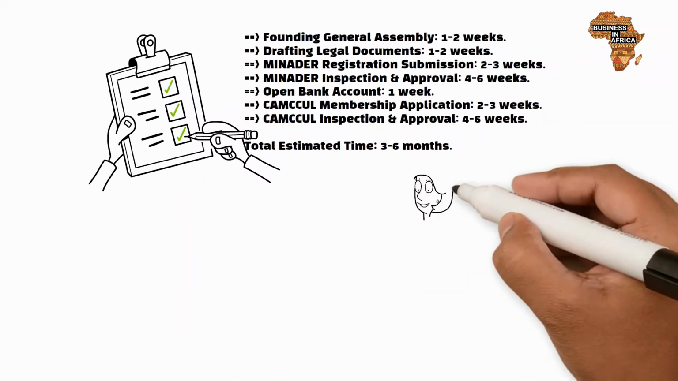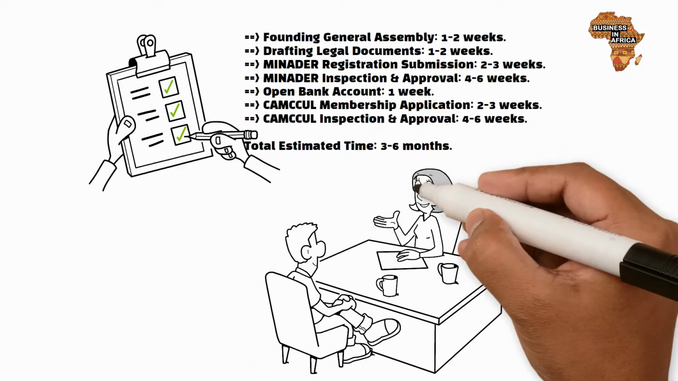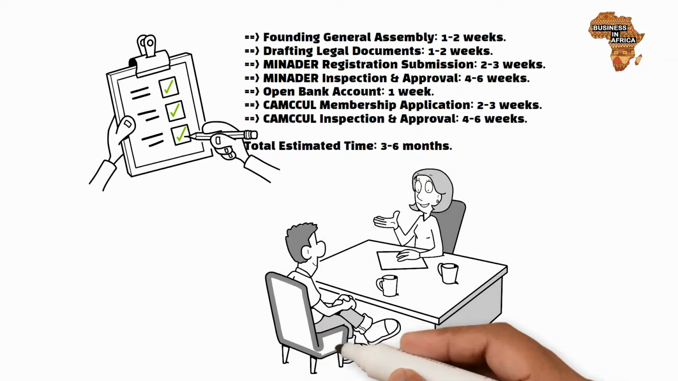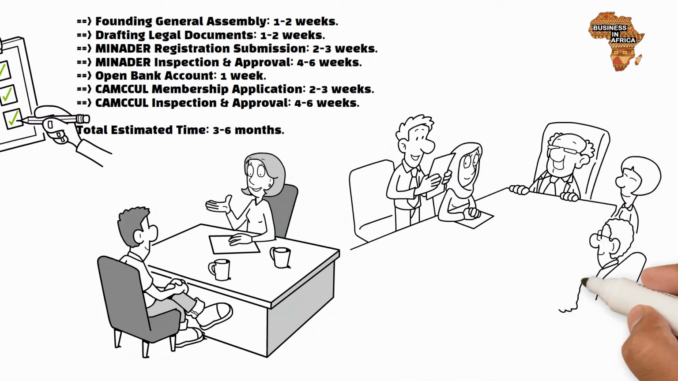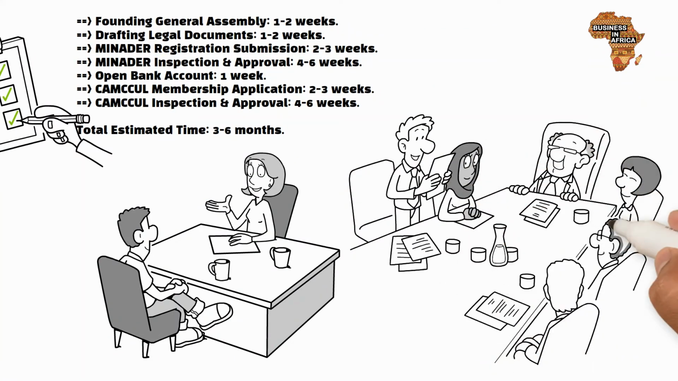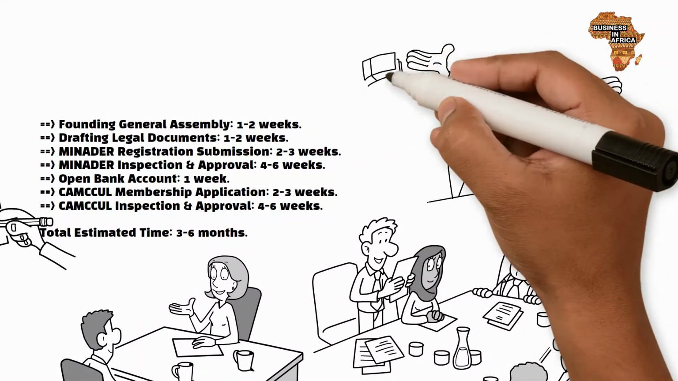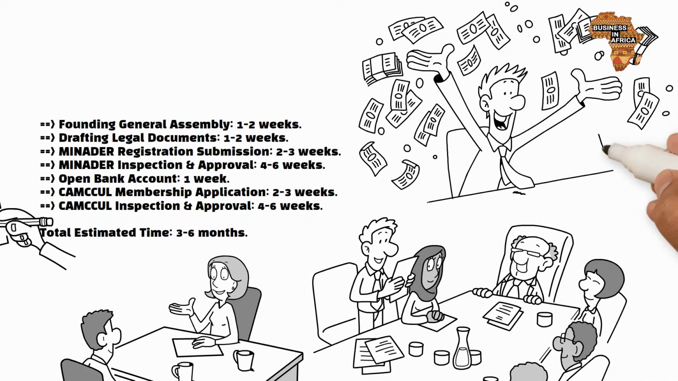By following these steps, your Njangi group or family meeting can successfully register a financial cooperative credit union in Cameroon, first with MINADER and then with CAMCCUL for additional support. The process requires planning and adherence to both MINADER and CAMCCUL guidelines, but offers substantial benefits once completed.